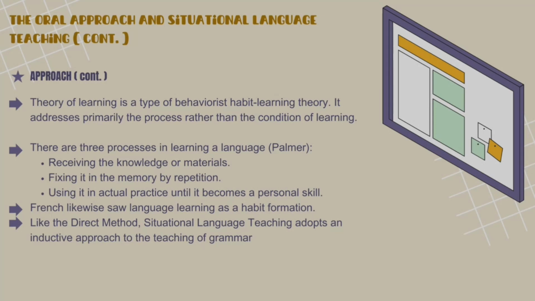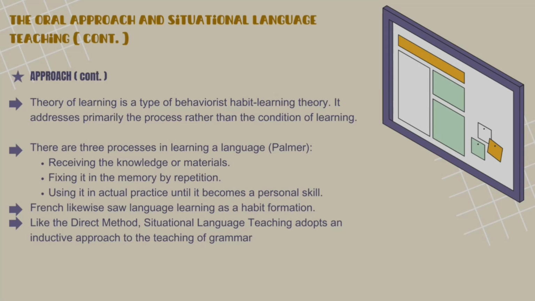The theory of learning is a type of behaviorist habit learning theory. It addresses primarily the process rather than the conditions of learning. There are three processes in learning a language, according to Palmer. First, receiving the knowledge or materials. Second, fixing it in the memory by repetition. Third, using it in actual practice until it becomes a personal skill.